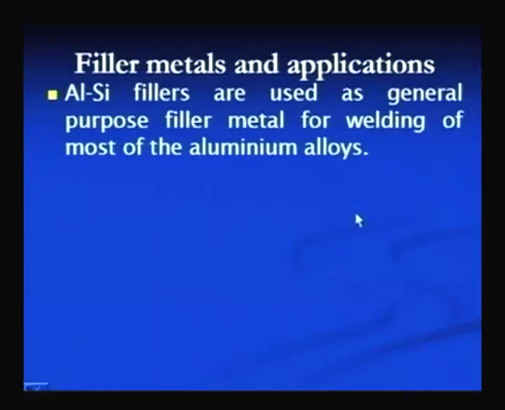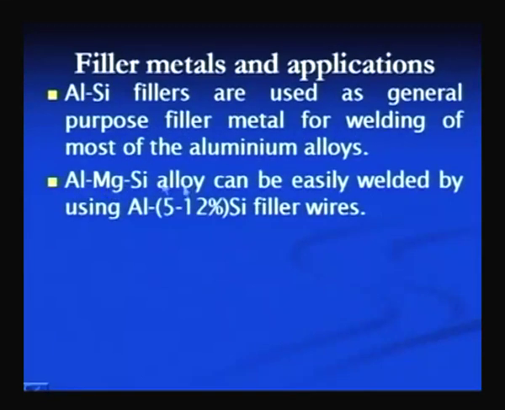Specific material-wise, for the filler metal we can say here, aluminium silicon fillers are used as general purpose filler metals for welding of the aluminium alloys, and the aluminium magnesium silicon alloys can be easily welded if we use aluminium 5 to 12% silicon filler wires. Aluminium silicon filler wires offer low melting point, very good fluidity and quite good strength, and that in turn helps to produce the weld joint easily.